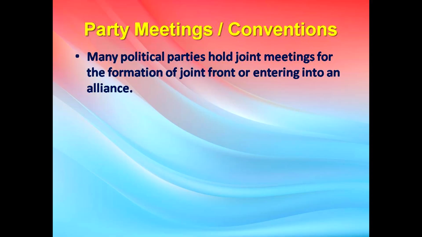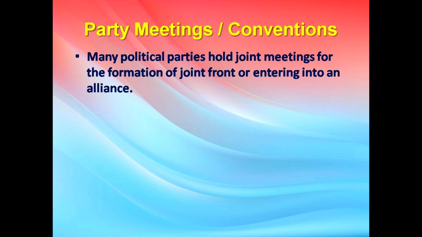Many political parties hold joint meetings for the formation of a joint front or entering into an alliance. Now, such kind of meetings also take place. They are not only taking place because of some policy matter or some issue that has come up on a national level. It can also be because they are trying to align with another political party as opposed to the government, the party in the government. So that can be one reason why closed door meetings are held. And then they also try to enter into alliance with these parties.